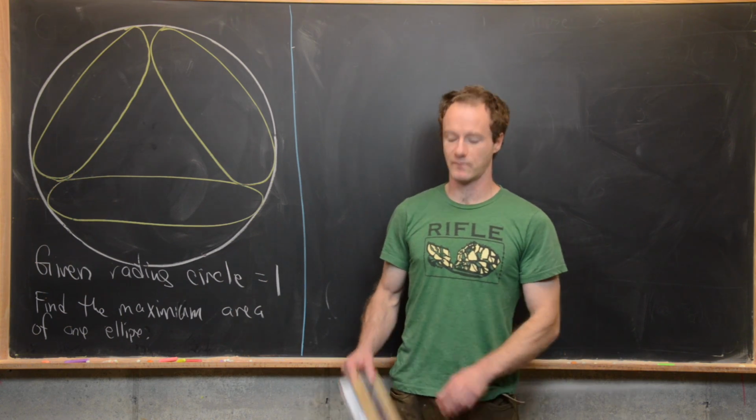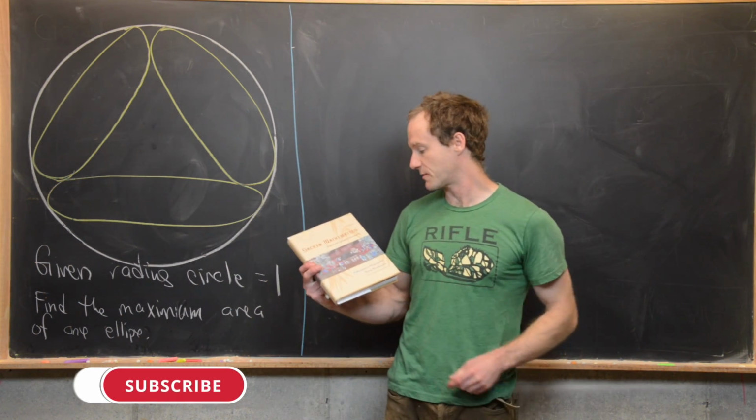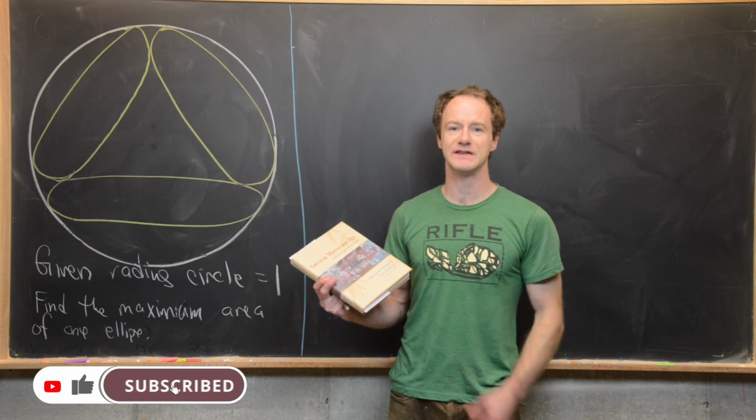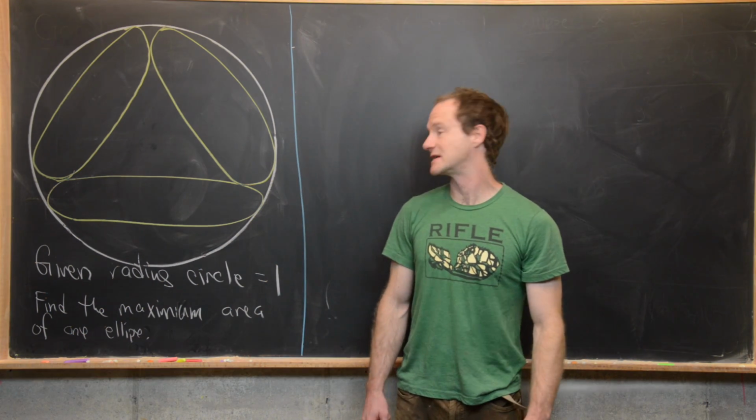Here we're going to look at a nice problem from this book that I really like. It's called Sacred Mathematics, and it is all about Japanese temple geometry. And the problem we're going to look at today goes like this.